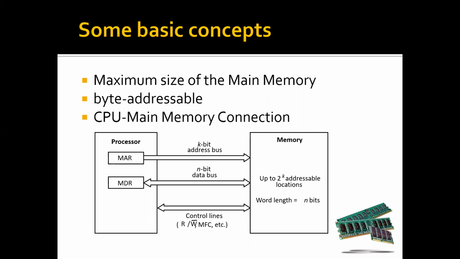Whereas the data bus, which is connected to the memory data register and is bidirectional in nature, specifies the word length of the CPU. If it's an n-bit data bus, then n bits of data can be transferred at the same time. The control line passes the control signals like read, write, and memory function completed, in this way.